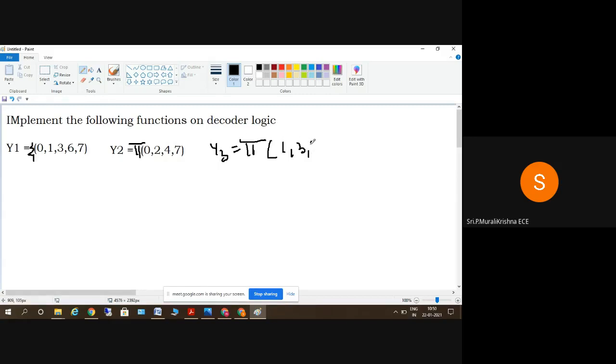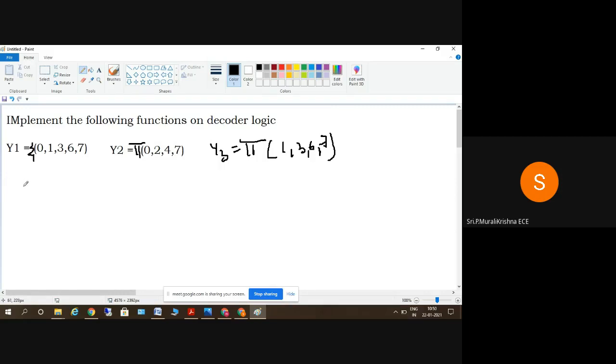1, 3, 6, 7. So what is the meaning of pi here? It is product of sums, whereas sigma is sum of products. These are the maxterms here. So maxterms are given, and we have to find the minterms. How to find the minterms?